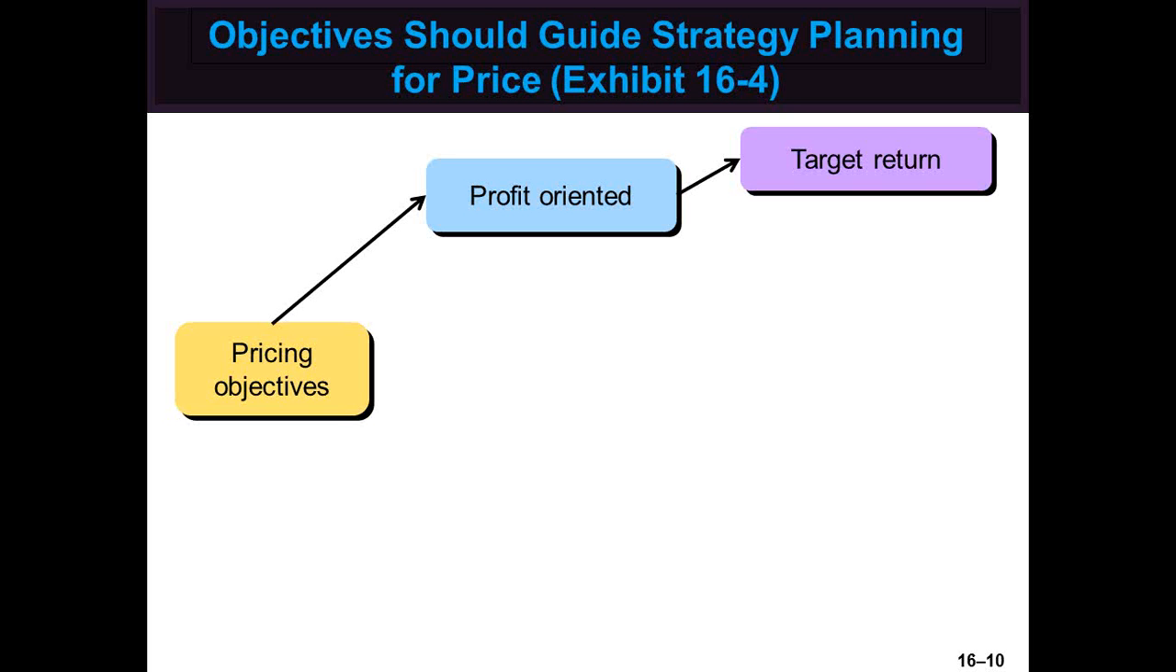Profit maximization can be socially responsible, as it does not always lead to high prices. Prices that are initially high during market introduction can go down in the later stages of the product life cycle, thus expanding sales and profits.